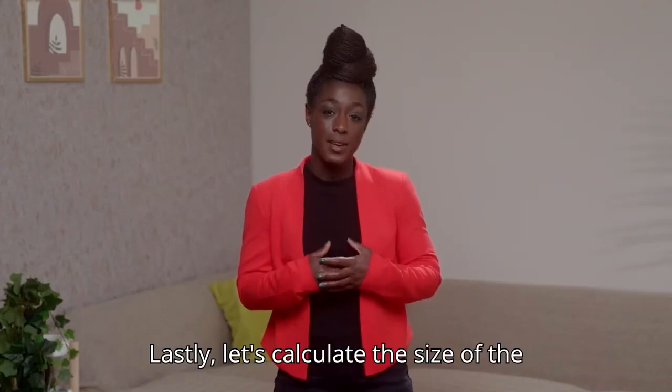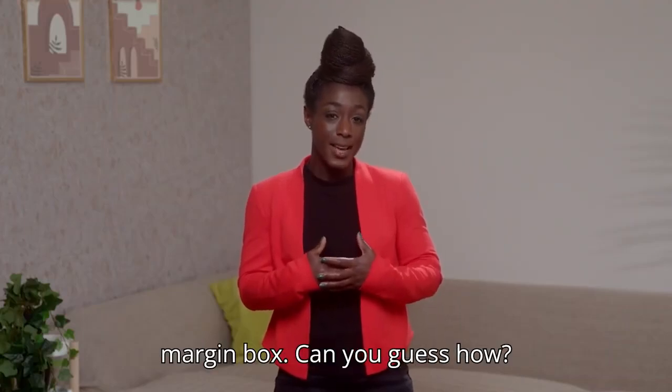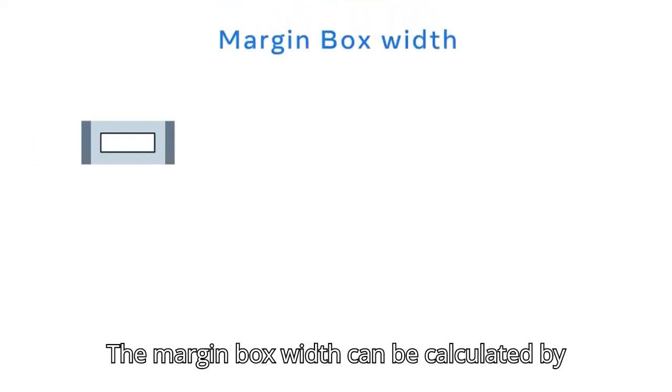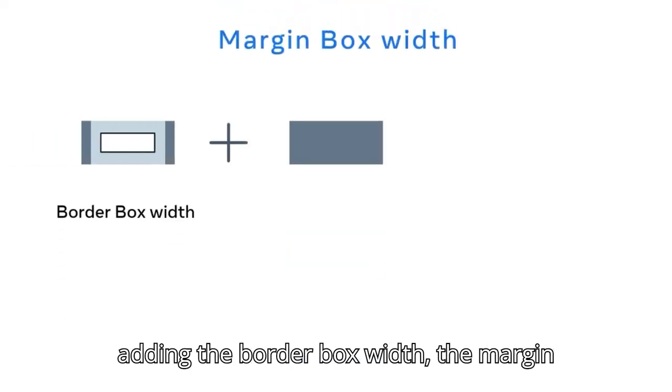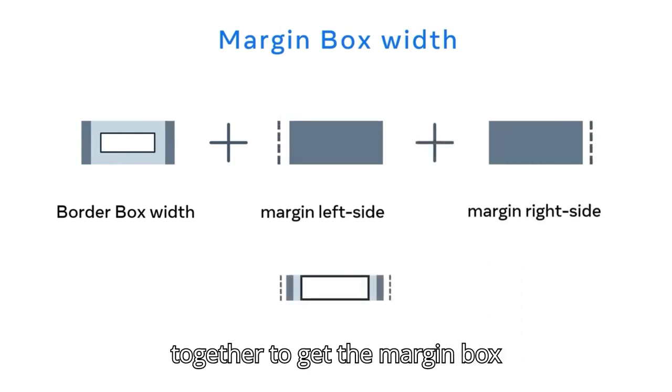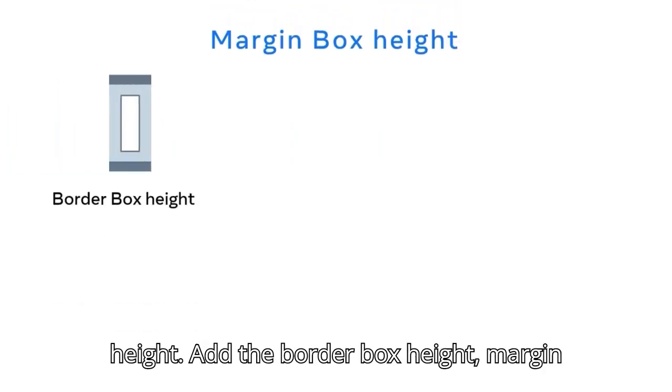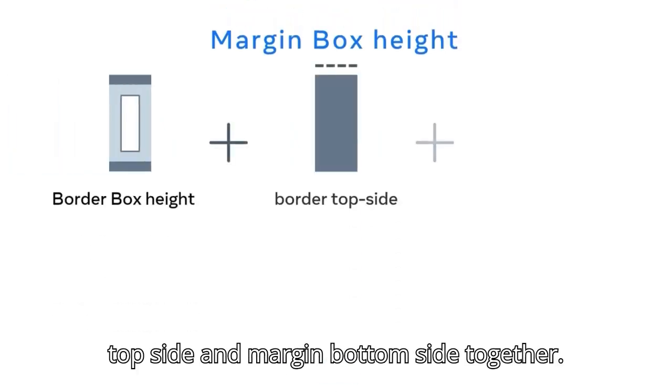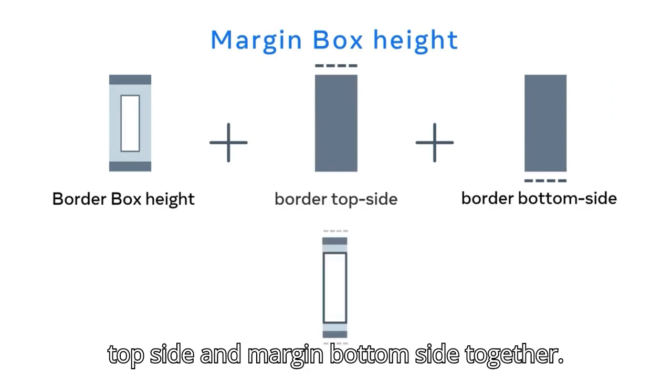Lastly, let's calculate the size of the margin box. Can you guess how? The margin box width can be calculated by adding the border box width, the margin left side, and the margin right side together. To get the margin box height, add the border box height, margin top side, and margin bottom side together.